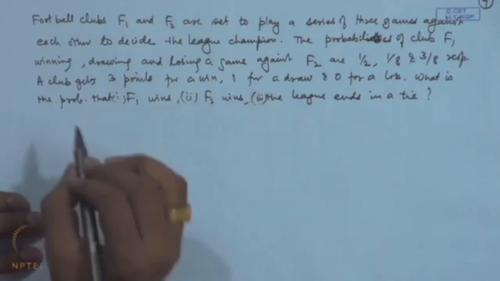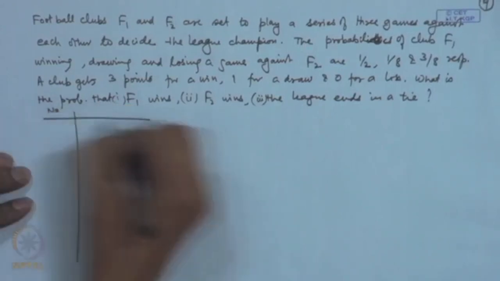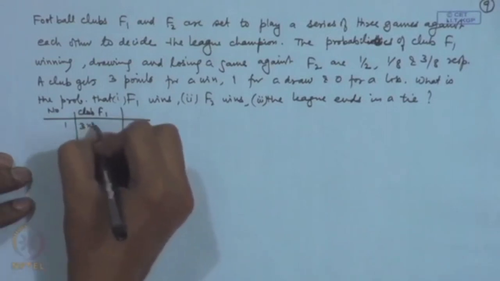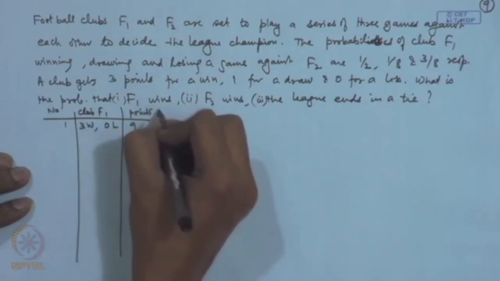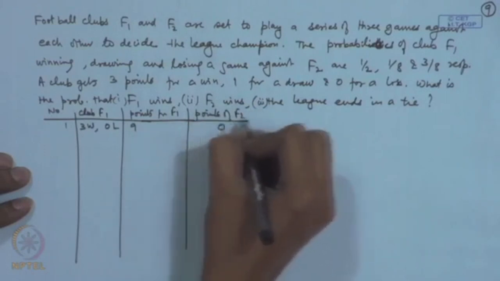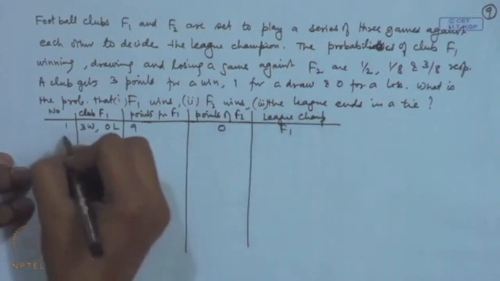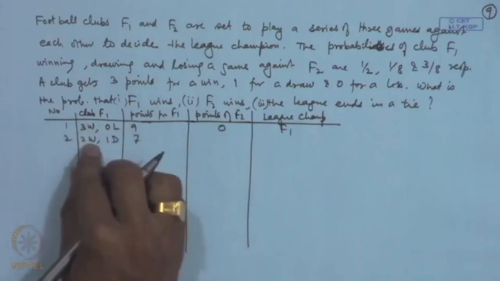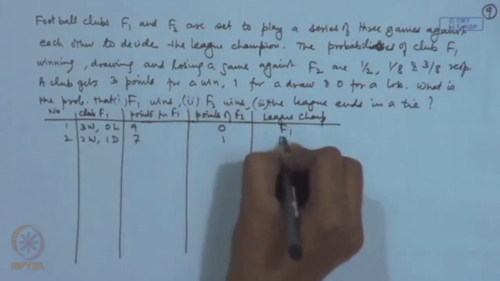So, for example, let me make a tabular representation here that will be easy to understand. What are the possibilities? Let us count from the side of F1, say. F1 may win 3 games and it may not lose any. In that case, it will have points for F1. That will be 9. And what will be the points of F2? That will be 0. So, who will be winning the league? This will be F1. Similarly, if you look at F1 wins 2, it draws 1. Then for 2 wins, it gets 6 points. For a draw, it gets 1 point. So, 7 points. Whereas, for 1 draw, F2 gets a point. So, league champion is still F1.